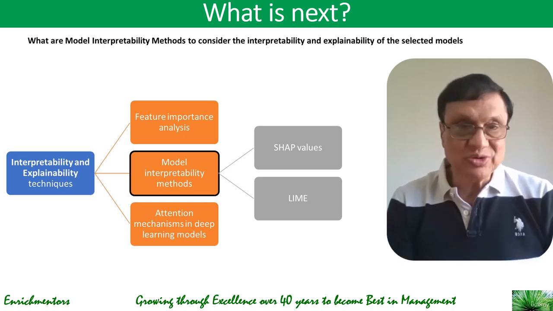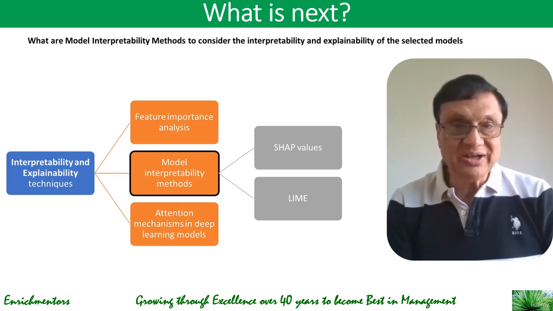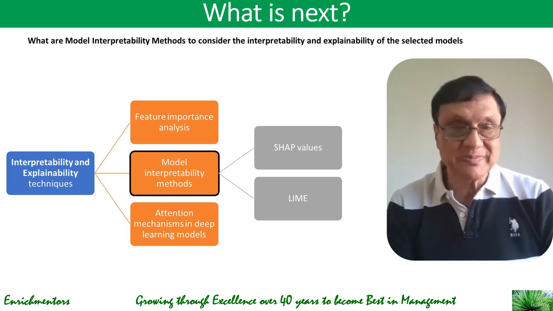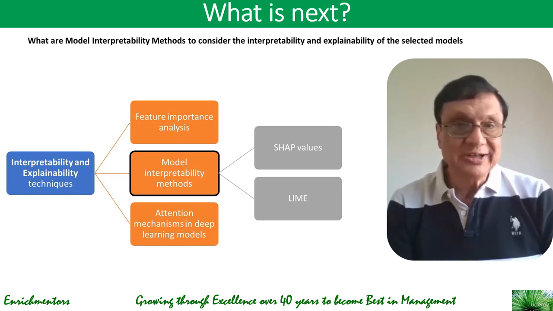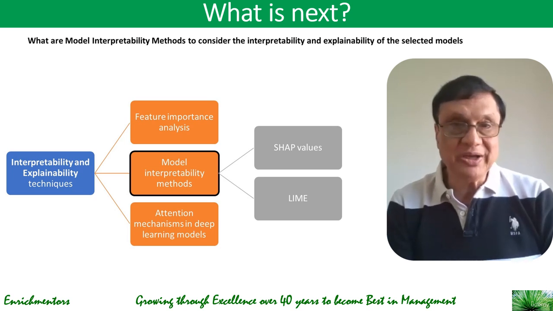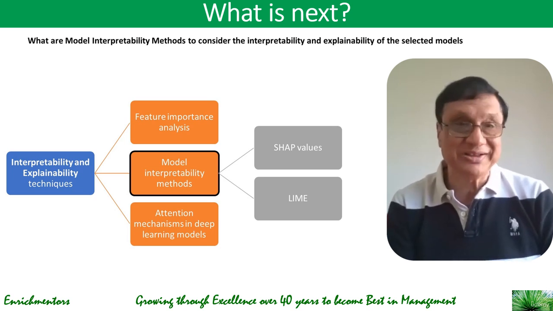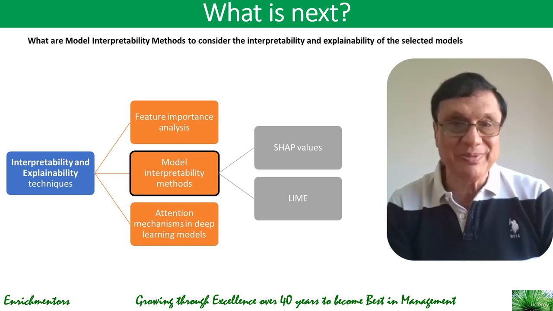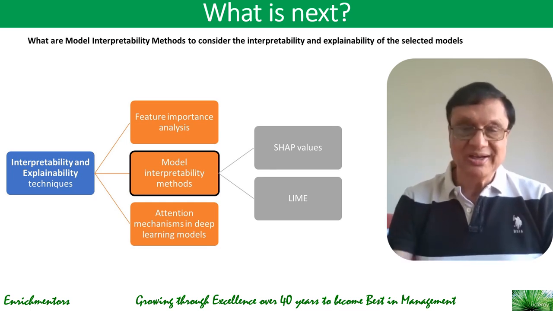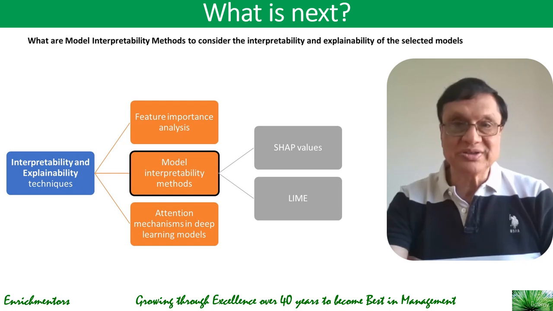So what is next? So having looked at how to use feature importance analysis for interpretability and explainability, we will now look at some model interpretability methods, like SHAP values in line, that can help you consider the interpretability and explainability of the selected model.